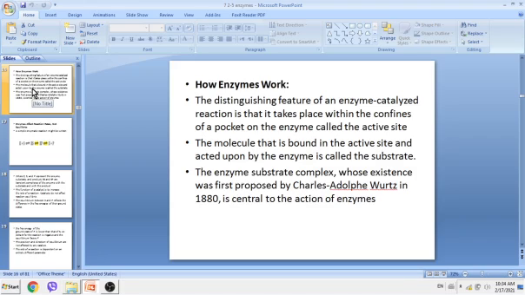The distinguishing feature of an enzyme catalyzed reaction is that it takes place within the confines of a pocket on the enzyme called the active site.